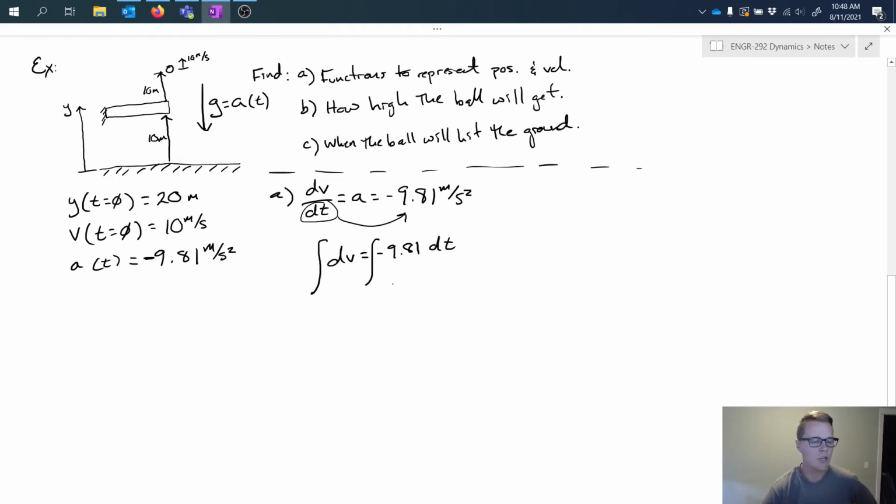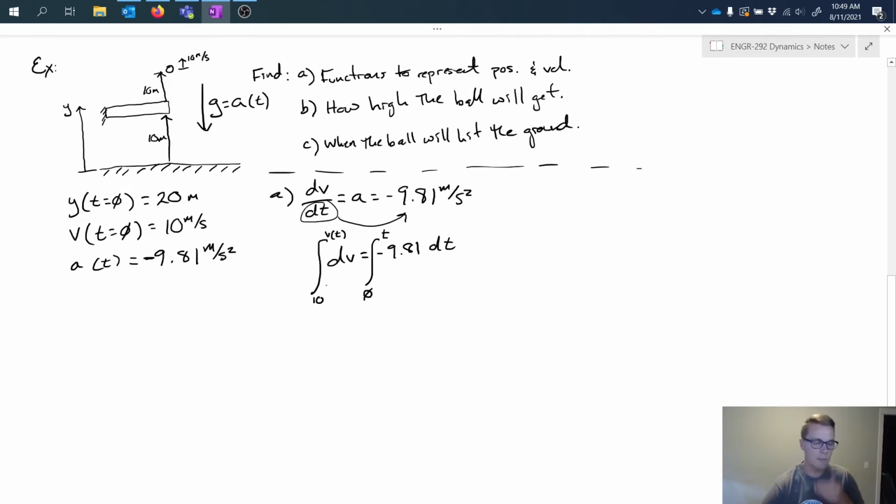And for integration, we need to know our limits. So we know our initial velocity, since this first left-hand side integration is with respect to velocity. We know our initial velocity at time 0 is 10, and we don't know our eventual velocity, so we'll write that as v with respect to time, or as a function of time. On the right-hand side, we're integrating with respect to time, dt. We're going to call our initial time 0, and we don't know our end time, so we'll just call that t.